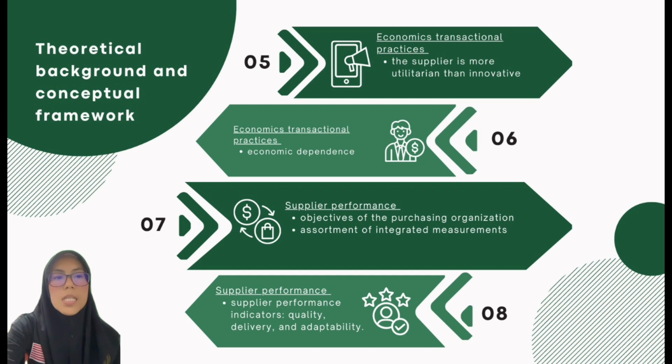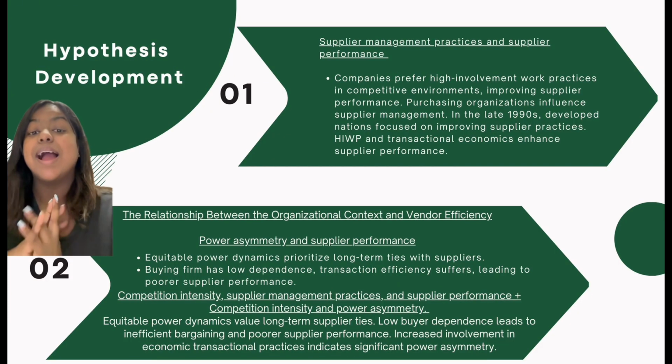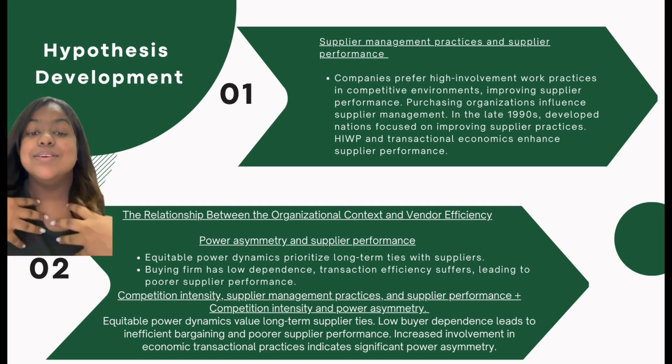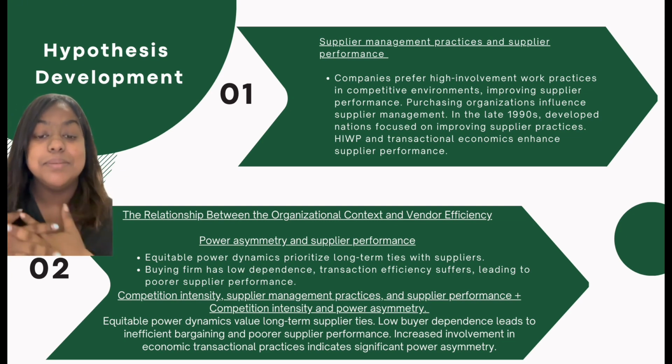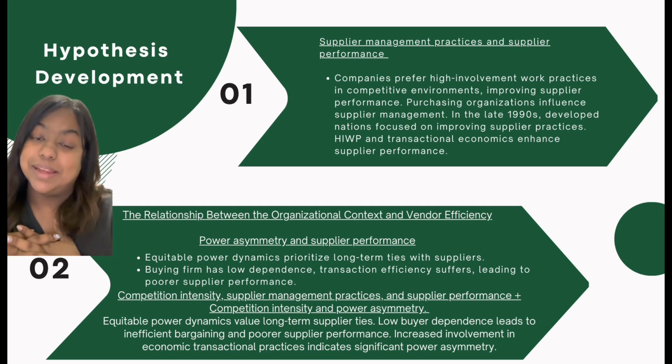Supplier performance. Supplier performance is defined by the objective of the purchasing organization. Others prefer to use an assortment of integrated measurements such as delivery, reliability, responsiveness, flexibility, cost, asset management efficiency, customer service, productivity, and quality. Hypothesis development. First, we will look into supplier management practices and supplier performance.